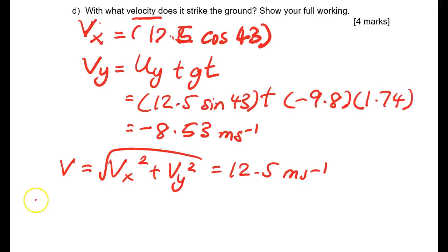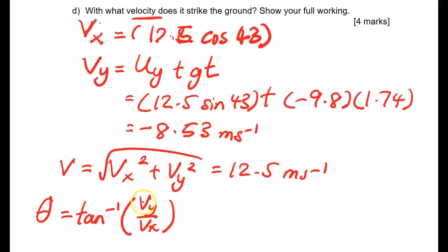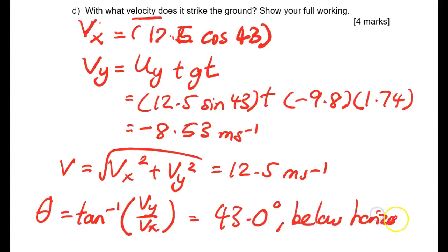And how about the angle? The angle here I can find by using the inverse tangent of Vy over Vx. Please substitute the Vy value and the Vx value, and you shall have this answer, 43.0 degrees. The presence of a negative, as I mentioned in class, will tell you that it is below horizontal. So that's it: the magnitude, and the direction is 43 degrees below horizontal. Please remember that. So that's the answer for the first question. Thank you.